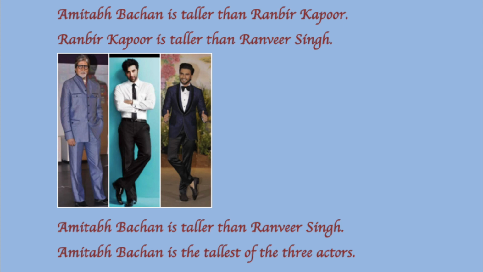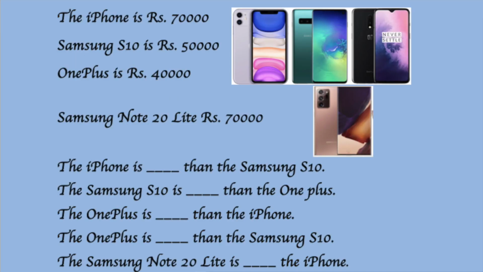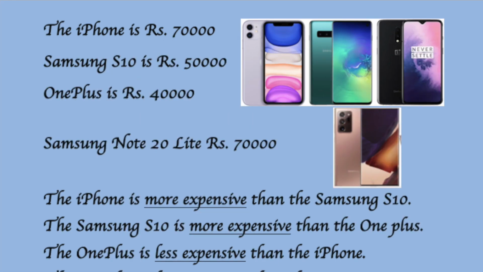Can you see that? Okay, see the next example which will help you to understand it easily. Here are some popular cell phones: the iPhone, the Samsung S10 and the OnePlus. The iPhone is 70,000 rupees, the Samsung S10 is 50,000 rupees and the OnePlus is 40,000 rupees. Now, let's compare these phones using the adjective expensive. Again on the screen there are a few sentences. You can fill in the gaps, pause your video and do it. I hope you have finished.